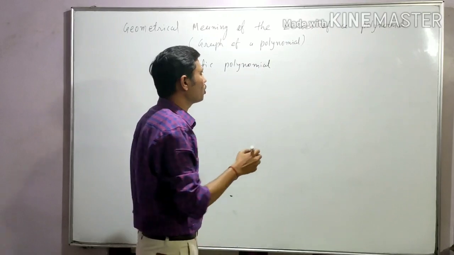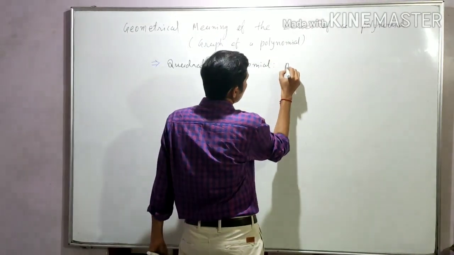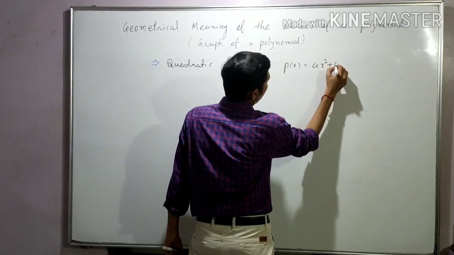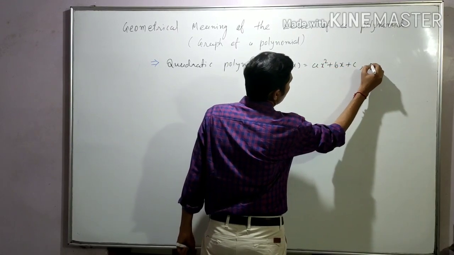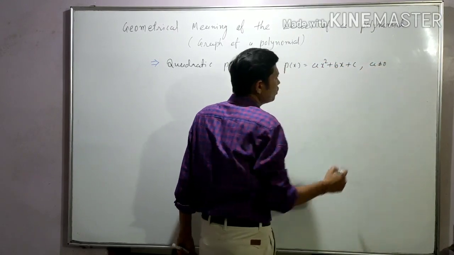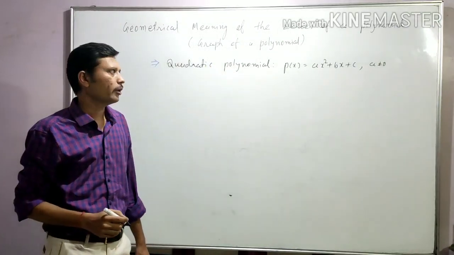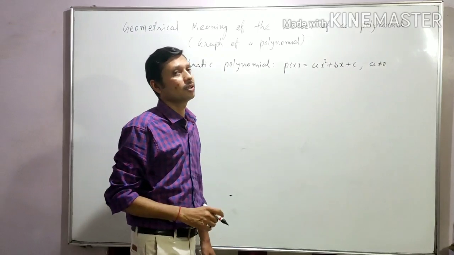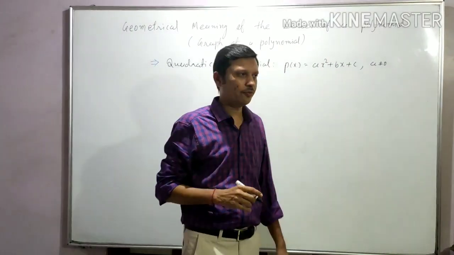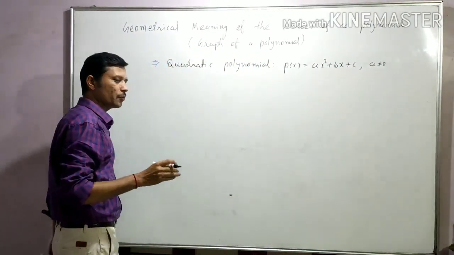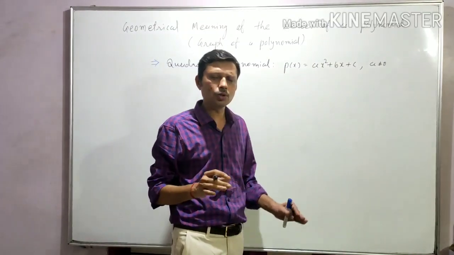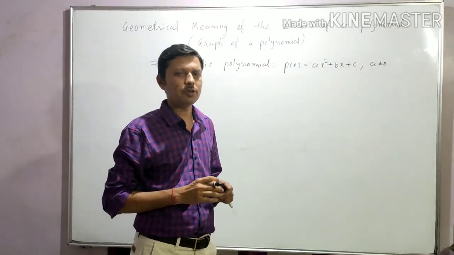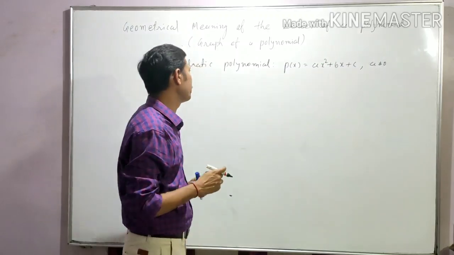What is the standard form of the quadratic polynomial? So P of x is equal to ax square plus bx plus c, where a is not equal to 0. See, there are so many varieties in the quadratic polynomial graph. As per our syllabus, we don't require to know how to plot the graph, but for understanding, I am giving you some examples by plotting the graph.